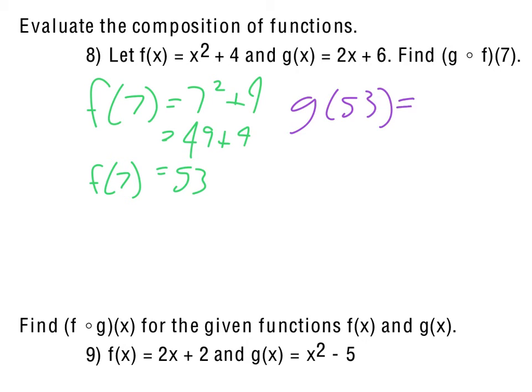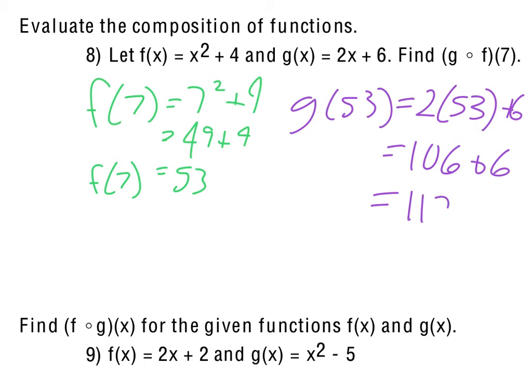So we plug the 53 into function g. 2 times 53 is 106. Add the 6, we get 112. So that's really g of f of 7 is 112.